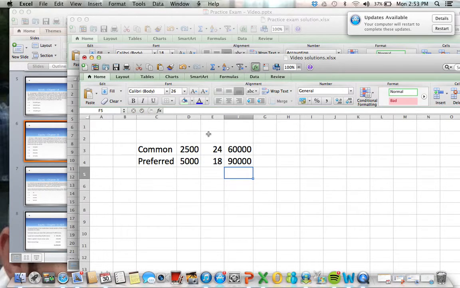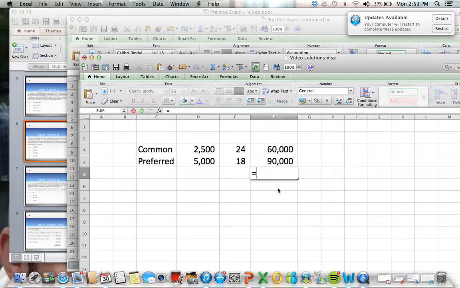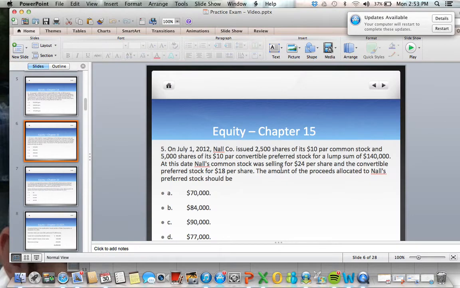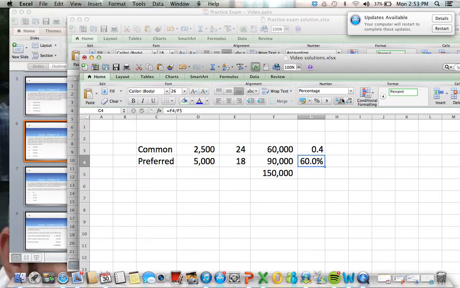So I'm seeing here from this brief calculation that the common is worth 60,000 and the preferred is worth 90,000. So together it's worth 150,000. Now it says here that it was issued for 140,000. So we want to see, based on this method, how to allocate this 140. Now these are the percentages, the true fair value percentages of this equity based on what they're trading.